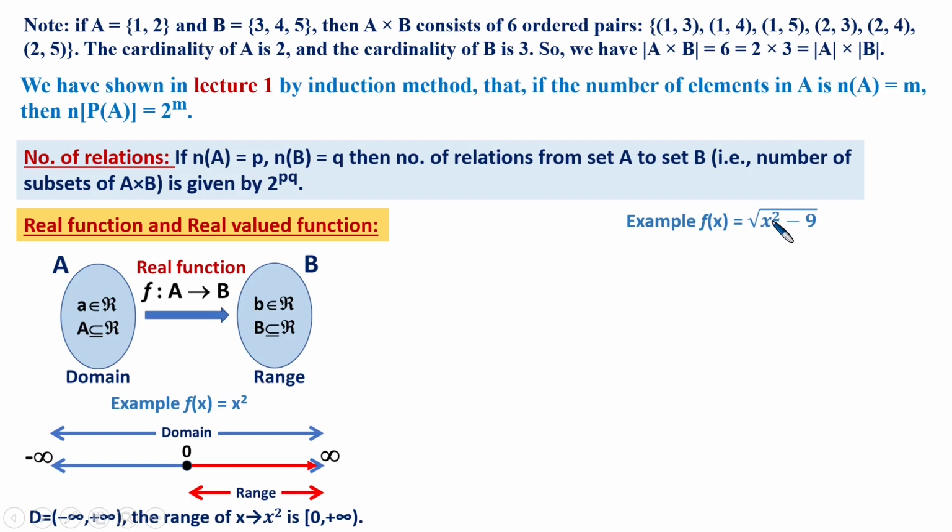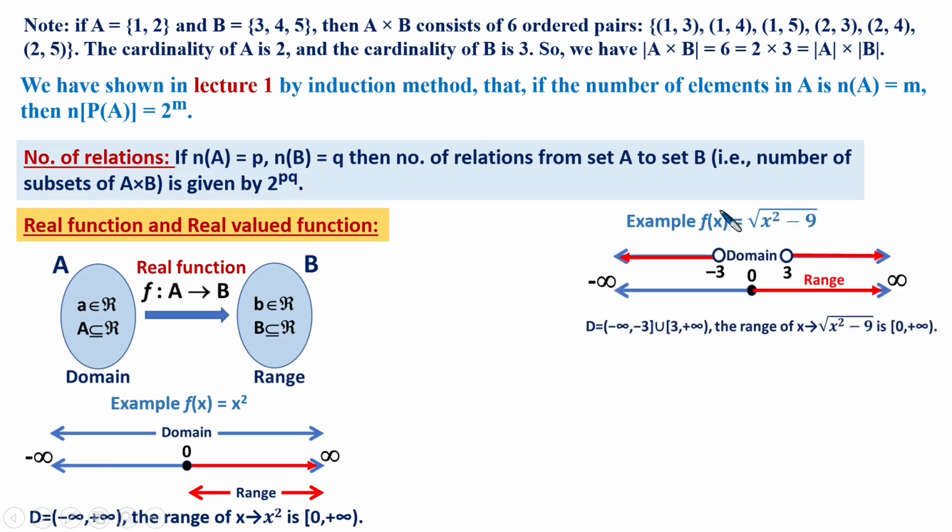If x square is less than 9, then this becomes a negative number, and the square root of a negative number is an imaginary number. This imaginary number belongs to a complex number, and maybe in another lecture I will discuss this imaginary number, which is the same as a complex number. So here f of x is equal to square root of x square minus 9.